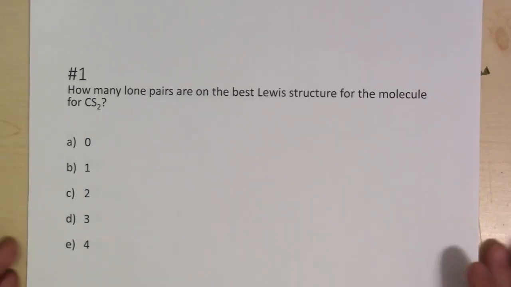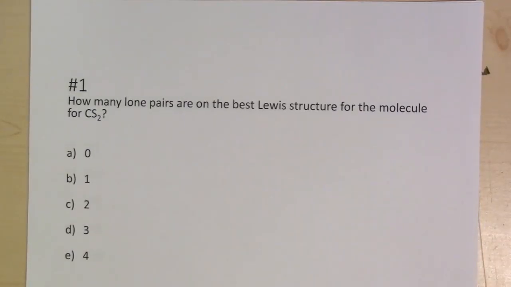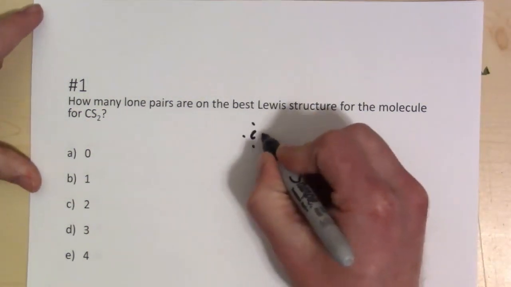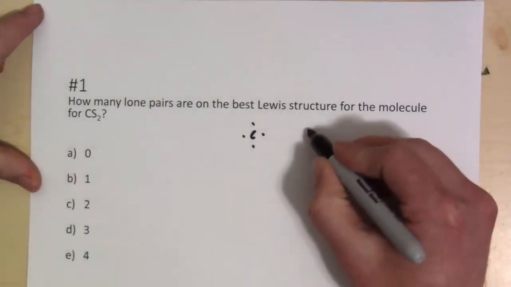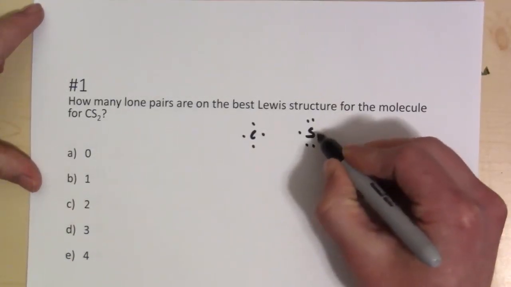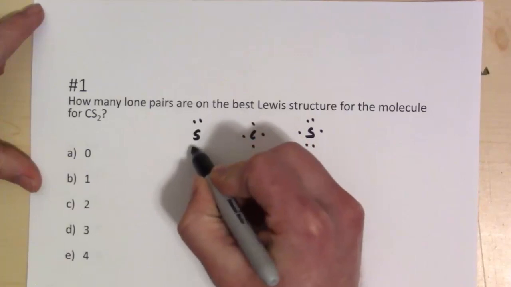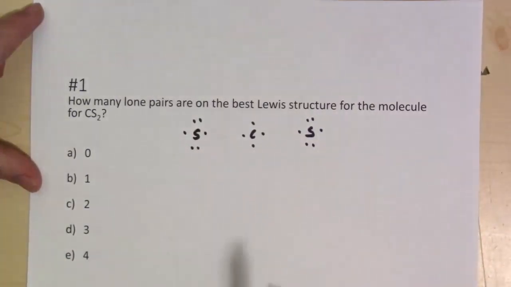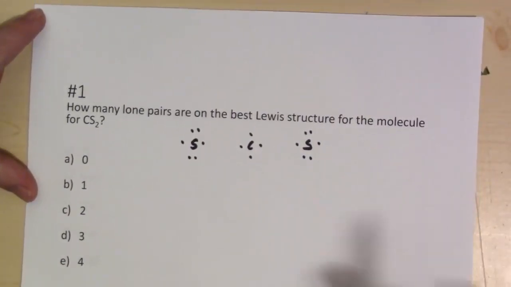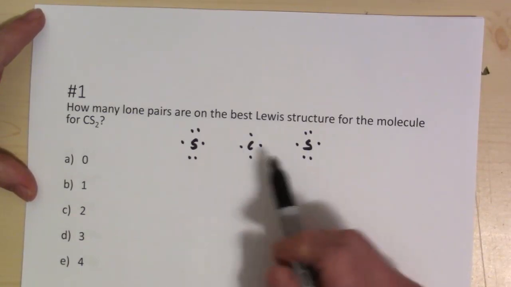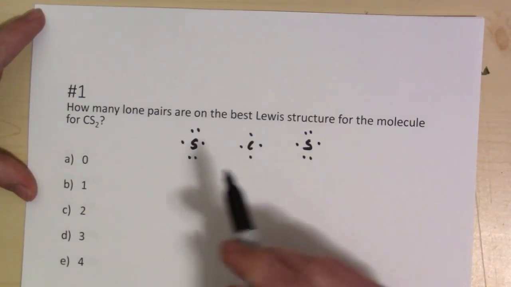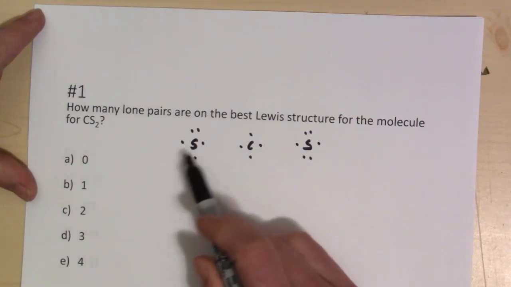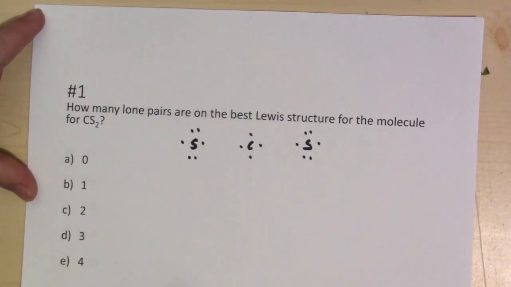Starting on number 1, how many lone pairs are on the best Lewis structure for the molecule CS2? So what we'll want to do first is draw the Lewis structure for CS2, and we can start by first drawing the electron dot structures for each of the atoms that are involved in that molecule. So that would be 2 sulfurs and 1 carbon. Each of the sulfurs have 6 electrons and the carbon has 4 electrons. If you see on each of the sulfurs, they each have 2 single electrons and carbon has 4 single electrons.